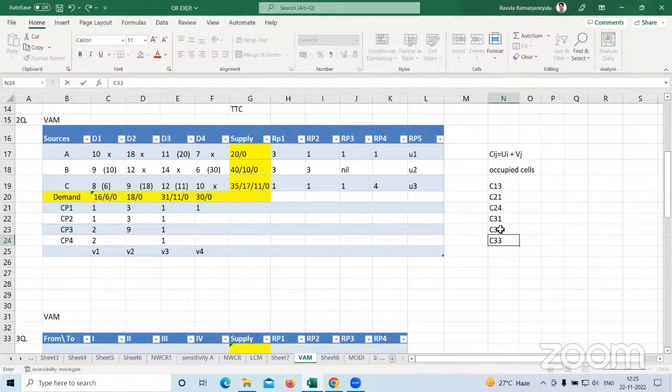Among all these, the maximum occupied cells are in the third row. Anything can be considered, but the third row has the most occupied cells, so assuming that U3 is 0, what are the values of V1, U1, V2, V3, V4? We can find them by considering the cost.